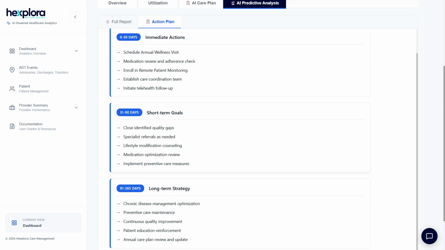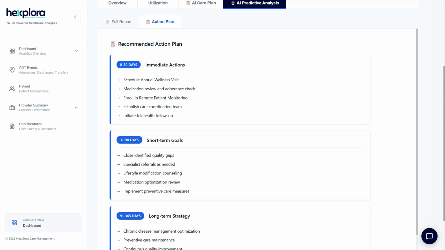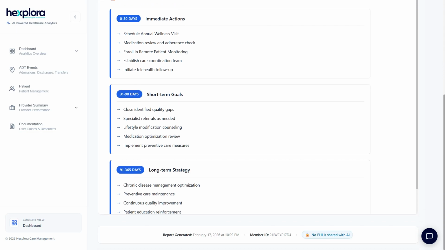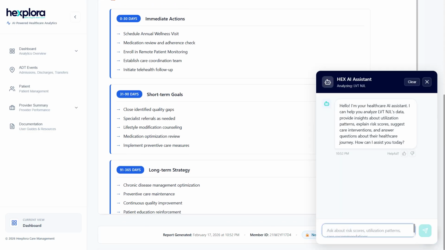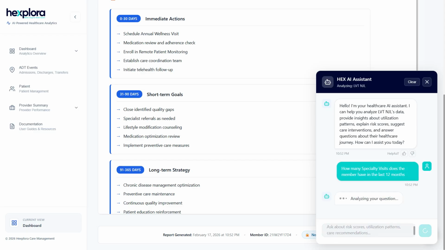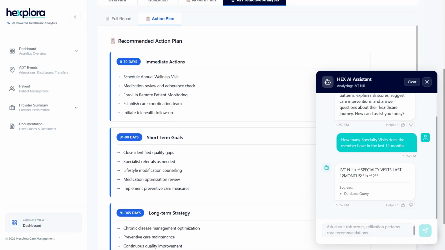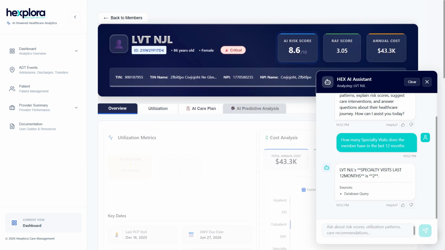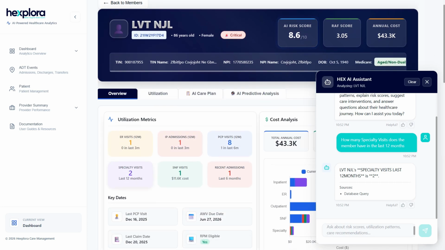When the Action Plan tab is selected, we present a comprehensive care plan designed to help the patient improve their health. The application also includes an integrated healthcare chat that answers questions about the patient in real time. For example, when we ask about the member's specialty visits, it indicates there are 2 visits, which can also be verified in the Overview section.